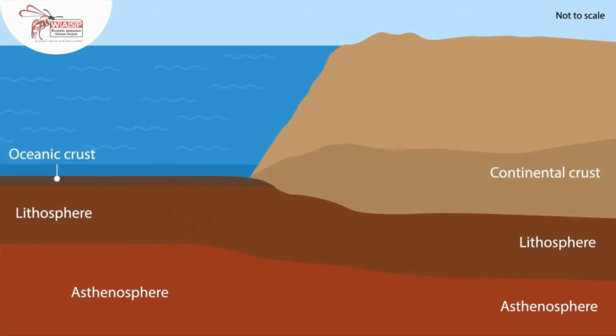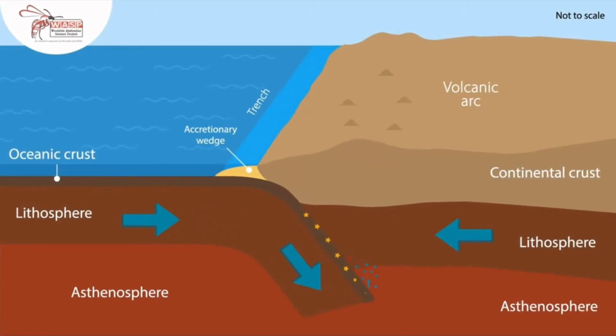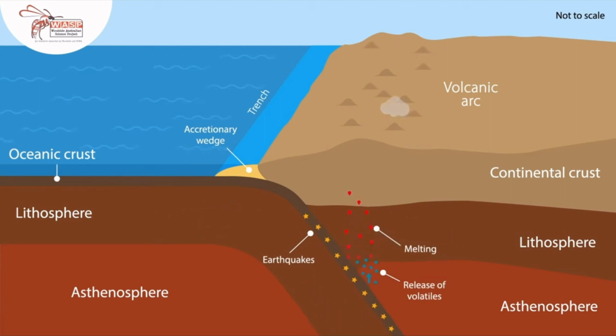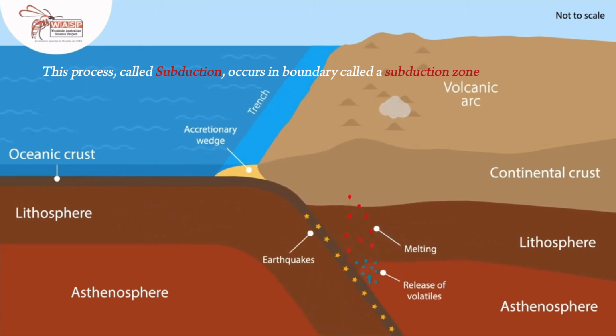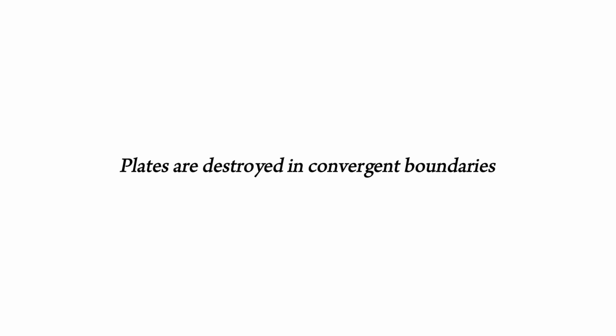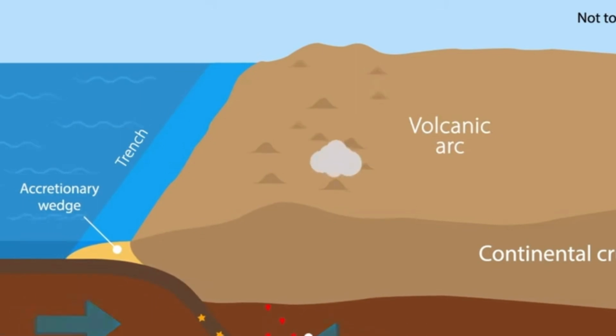When one is oceanic and the other is continental, the oceanic plate sinks below the less dense continental plate. This process, called subduction, occurs in a boundary called a subduction zone. In contrast to divergent boundaries, plates are destroyed in convergent boundaries. Subduction results in the formation of a chain of volcanoes called a volcanic arc on the edge of the overriding plate.